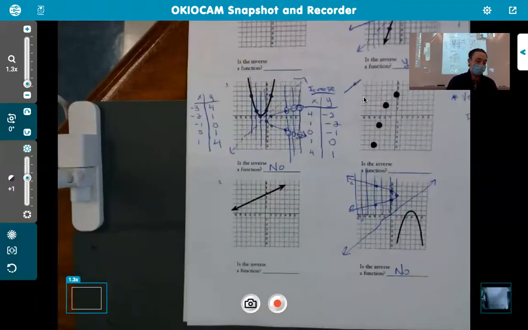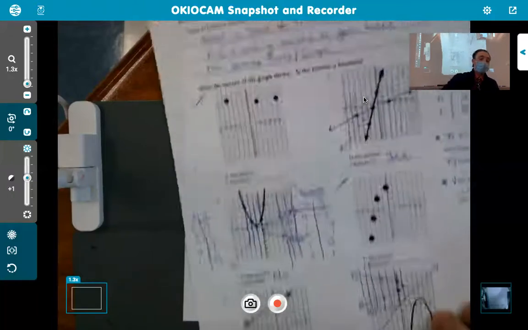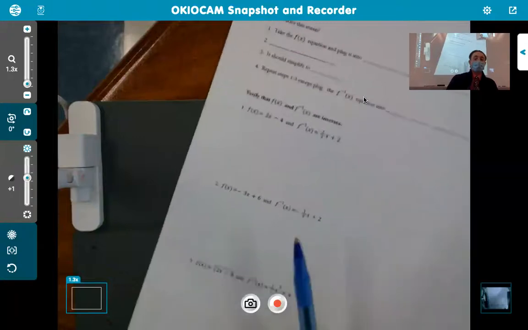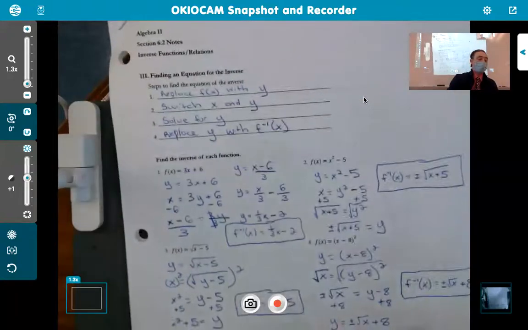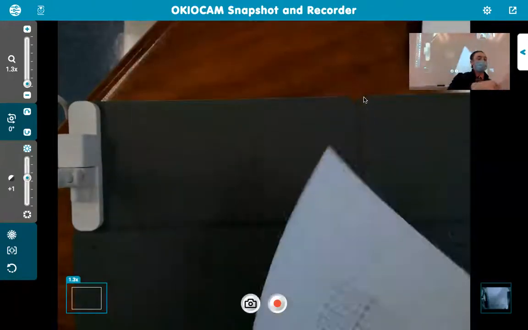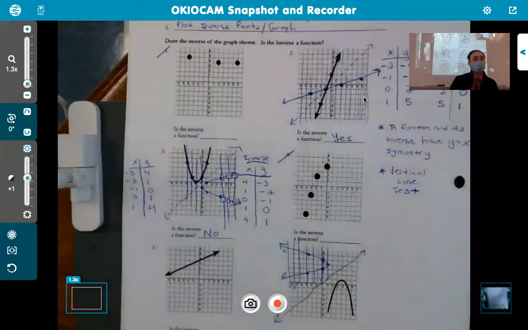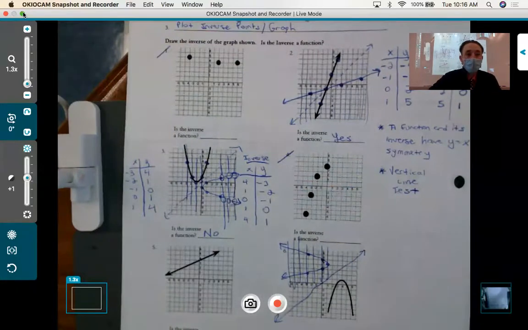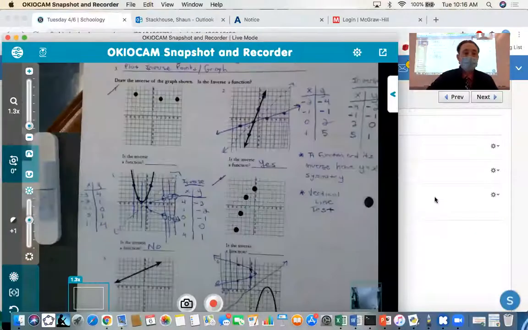Good question, though. Any other questions about this process or anything that we covered today, whether it was solving through an equation and finding the inverse, or actually graphing the inverse? Okay. Well, let's take a look at tonight's homework then.